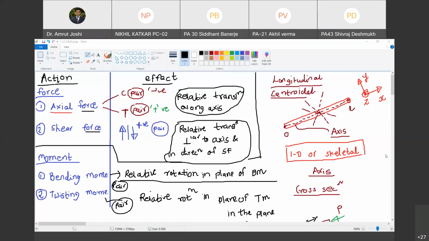The one which is along the cross section we call twisting moment. Its effect is relative rotation in the plane of the cross section. The one perpendicular to the cross section we call bending moment. Its effect is relative rotation in the plane of bending. So we have now got acquainted with the definitions of the basic four actions for which we do the design, and their effects.